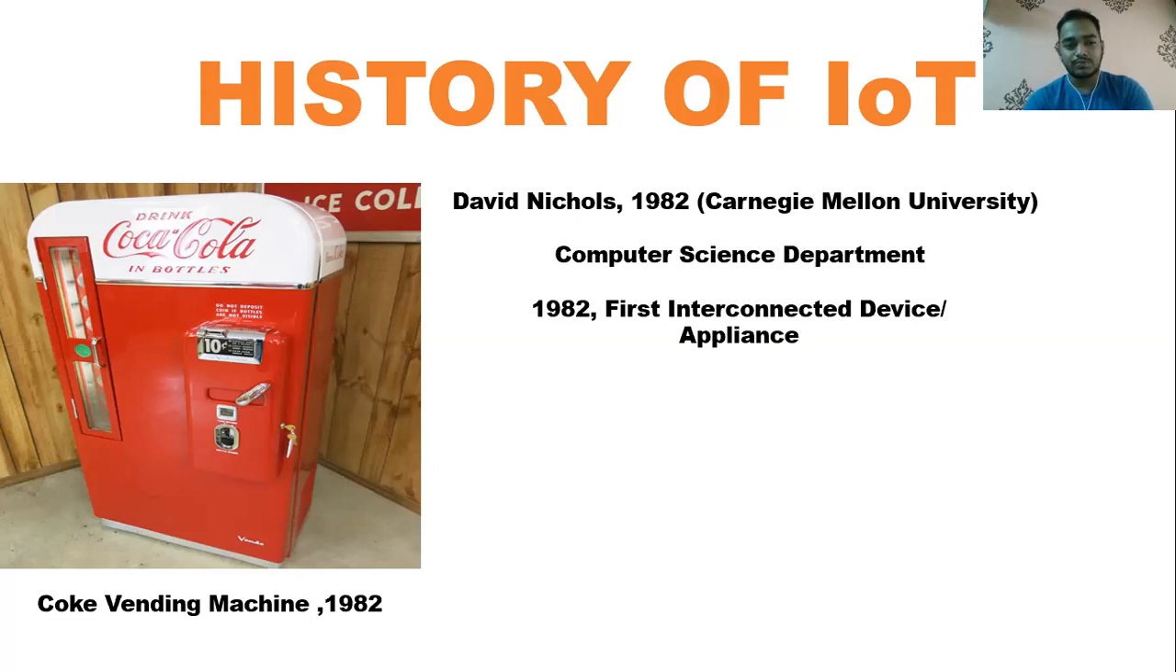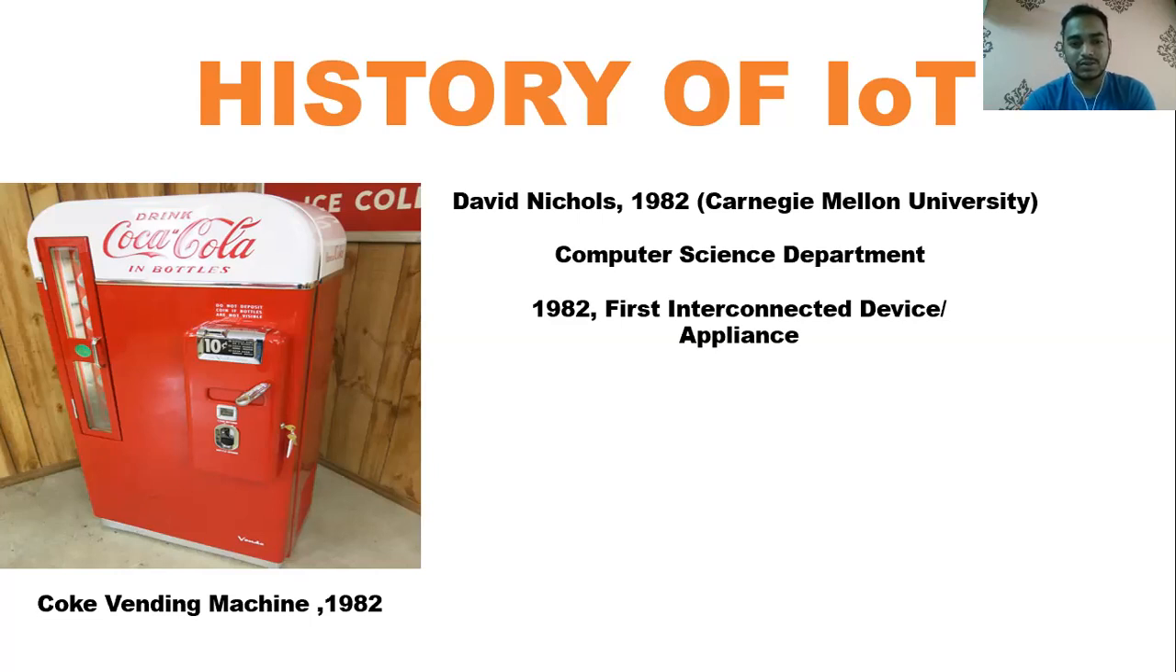So they put some sensors and some code into that vending machine. In the vending machine there were 6 or 7 chambers, and they interconnected those chambers. So this is the story of David Nicholas. What did David Nicholas do? He and his friends remotely controlled that vending machine, and they made the interconnection between the chambers present in that Coke vending machine.